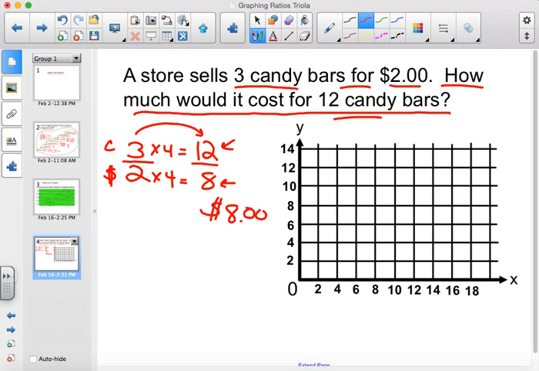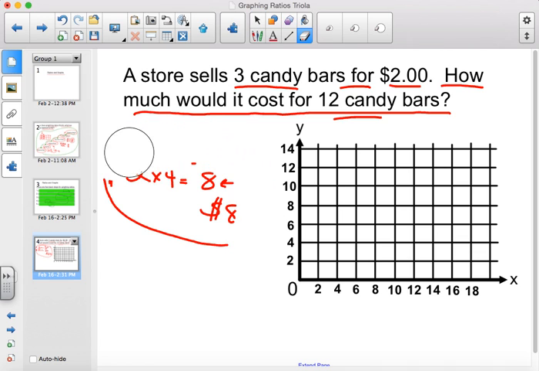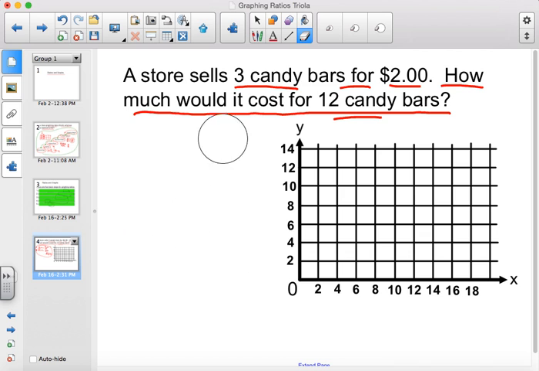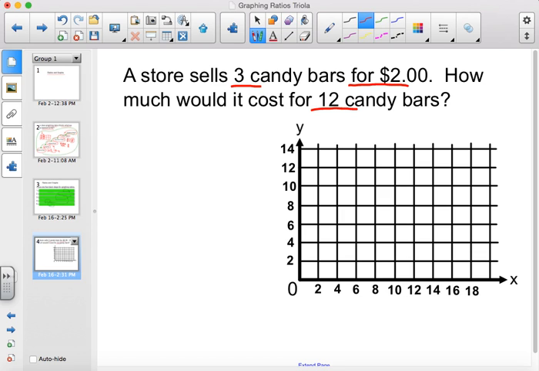But, you know, that's nice to know. But sometimes we like to see this on a graph. And we'd like to see how the price changes with different amounts of candy. So what we're going to do is actually graph this situation, so we can find out how much it'll cost for 12 candy bars.